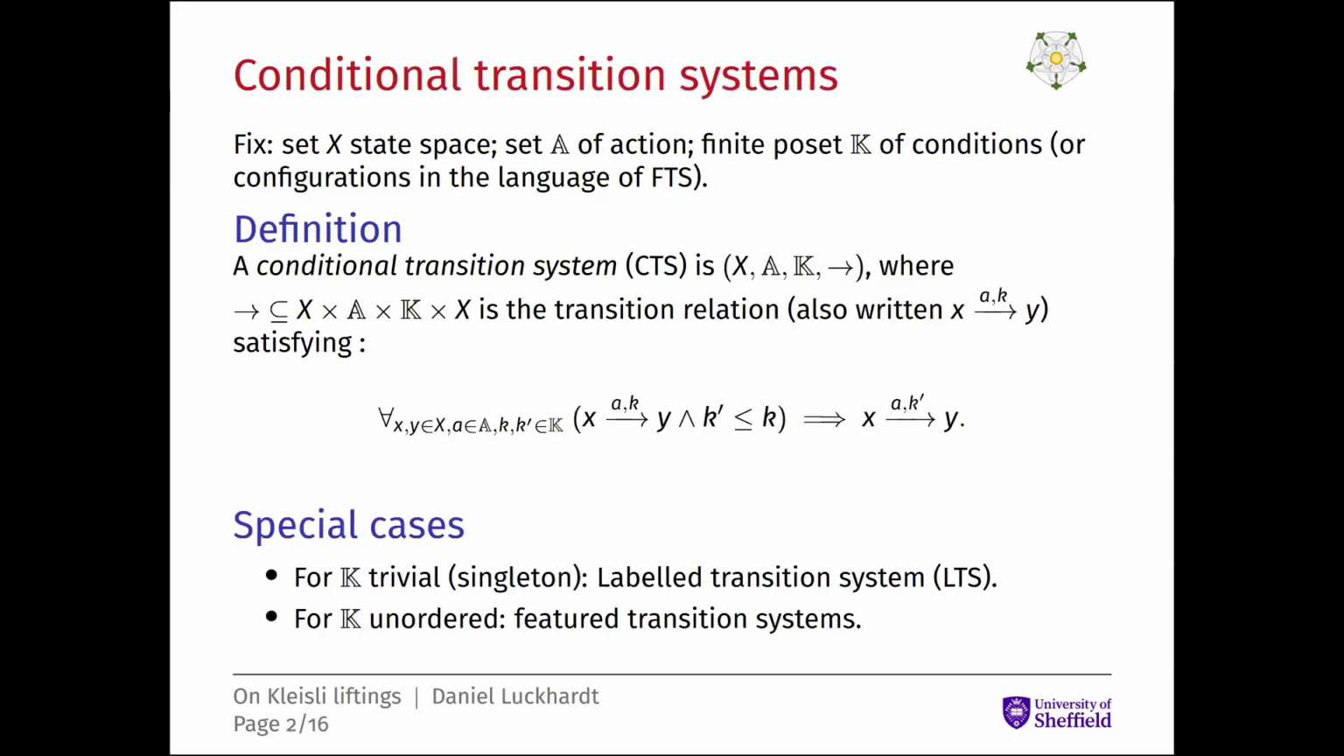Now, just to recall, this incorporates the traditional case of labelled transition systems, where K is a singleton, and if the order is trivial, then I get feature transition systems. So we are now looking at this extension where at runtime I can get upgrades.